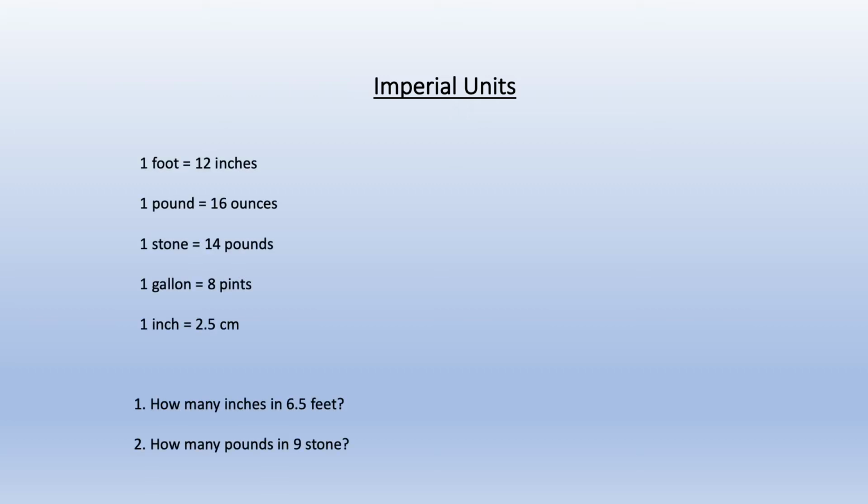Children are now introduced to imperial units for the first time, and they need to be confident converting between these two. Here are some of the ones that they need to know, and they might be asked a question like how many inches in 6.5 feet, or how many pounds in 9 stone? And I've just given you the answers here: 78 inches, and 126 pounds.